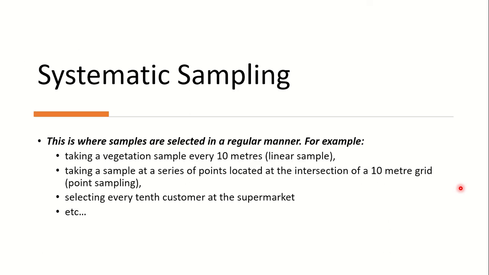That brings us to systematic sampling. Now, this is where samples are selected in a regular manner. What regular in this context means is, for example, taking vegetation samples every 10 meters.